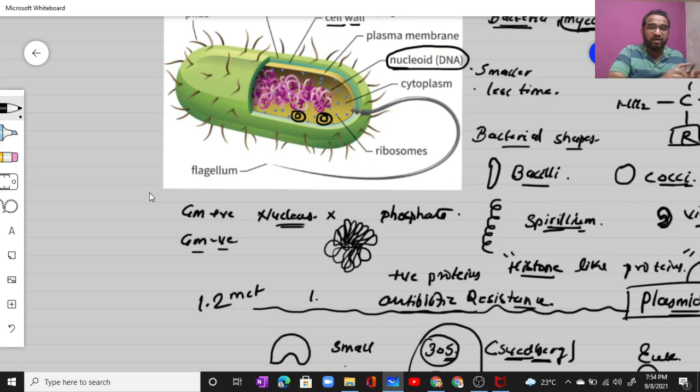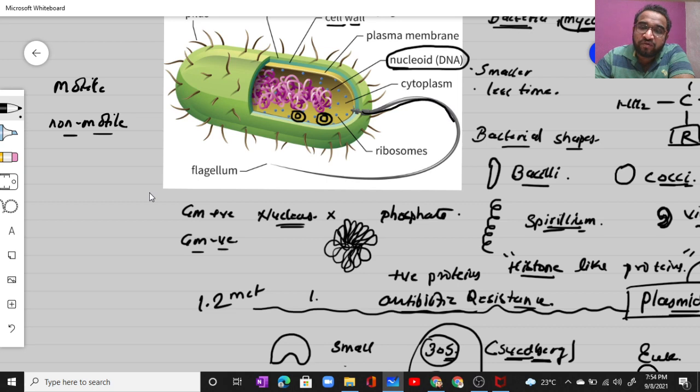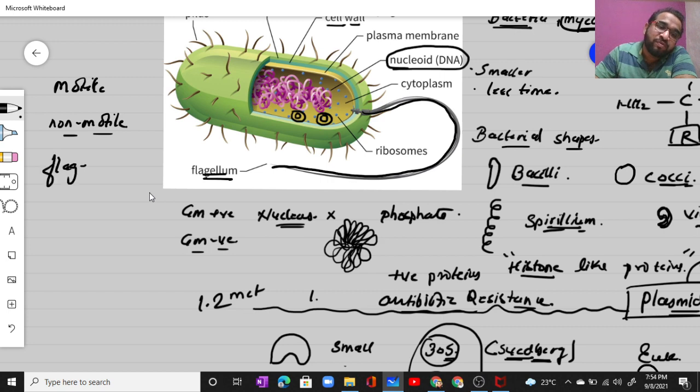Some bacteria are found to be motile, that is they can move from one place to another, and some bacteria are found to be non-motile in nature, that is they cannot move on their own. This motility in those motile bacteria is caused by this thread-like structure which is called a flagellum. This flagellum is made up of a protein called flagellin, which helps the bacteria to move in forward or backward direction.